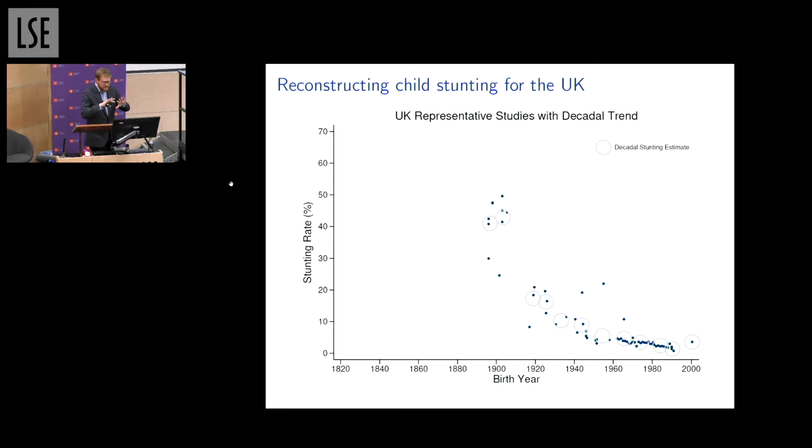So we then exclude these non-representative studies and compute trends based on decadal averages, all based on birth years. And so what you can see is that the stunting rate in Britain was around 40% in the early 20th century and it's fallen, especially in the first couple decades of the 20th century.